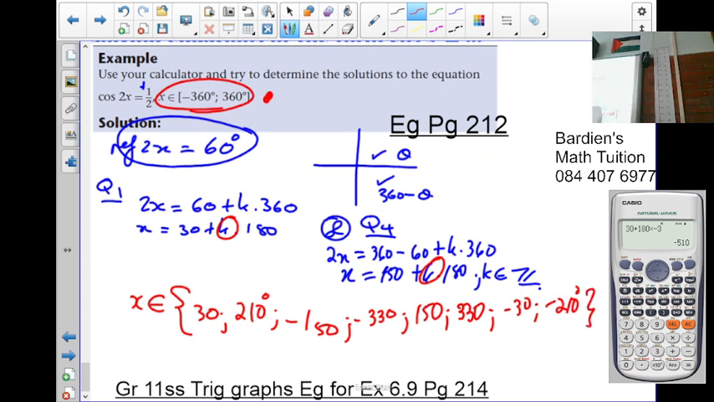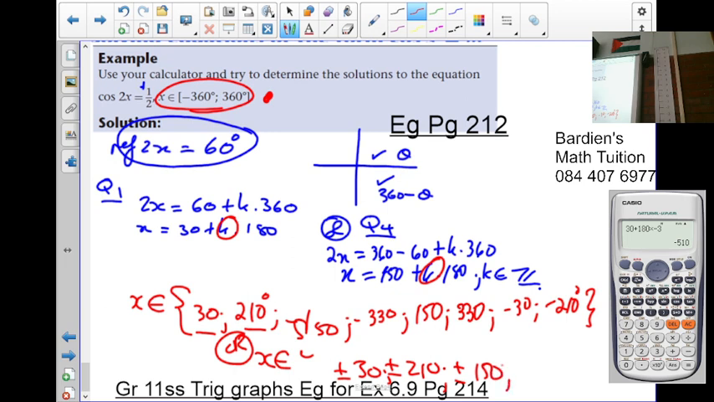That's one way of representing it. Or I could have said x is an element of, and that's going to be plus minus 30, plus minus 210, plus minus 150, no? Plus minus 1, 2, 3, 4, 5, 6. I'm missing one. Sorry? 330. You right? You guys understand? Any confusion there?